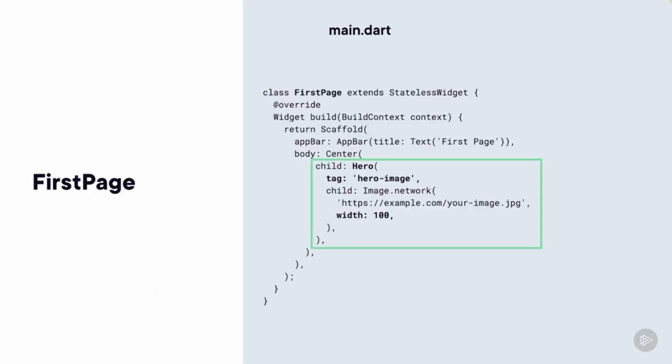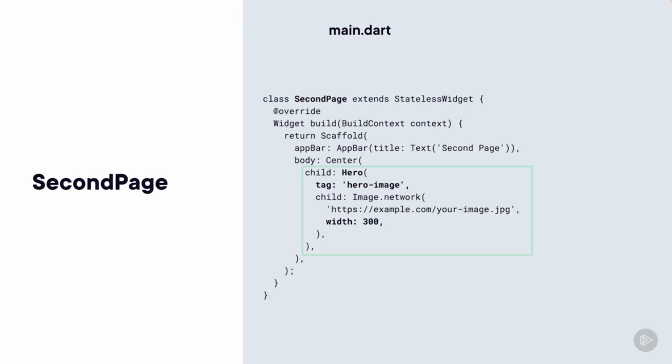So typically, you're going to have several pages, and in the first page that you are going to transition from, you're going to wrap your widget with a Hero widget and add a unique tag, which is going to be a unique identifier. In the second page, or the page that you are going to transition to, you need to do the same and also add the same tag. Then Flutter will handle the rest for you. All right, let's see it in action.